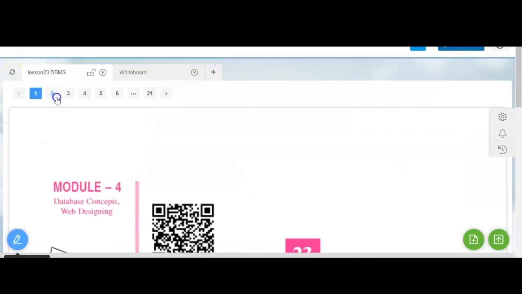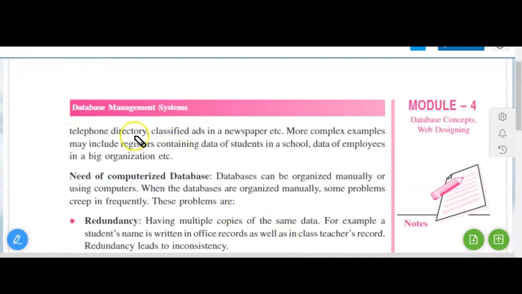Then comes the telephone directory, then ads in a newspaper. Okay, all these can be collections of data, you can say. Then a register: if you take it, you have data of the students in the class, or if you take the directory of a school, you have different information or records. If you take an office example, you have so many employees working there, and their details are available with you.